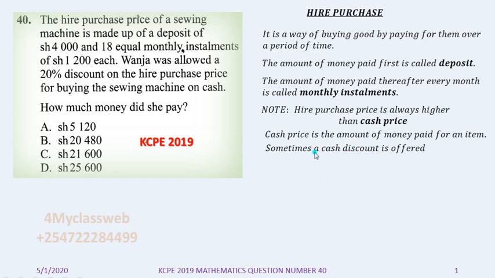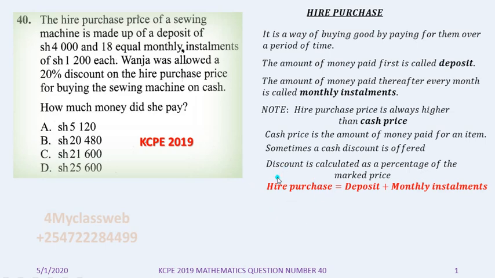So the marked price, you subtract some discount, then you'll be left with the cash price which you now pay for that item. Discount sometimes is calculated as a percentage of the marked price. Like now in this case, 20% discount on the higher purchase price. So we shall be required to first of all calculate the higher purchase price, and then we work out this discount of 20%, which we shall now deduct from the higher purchase price.